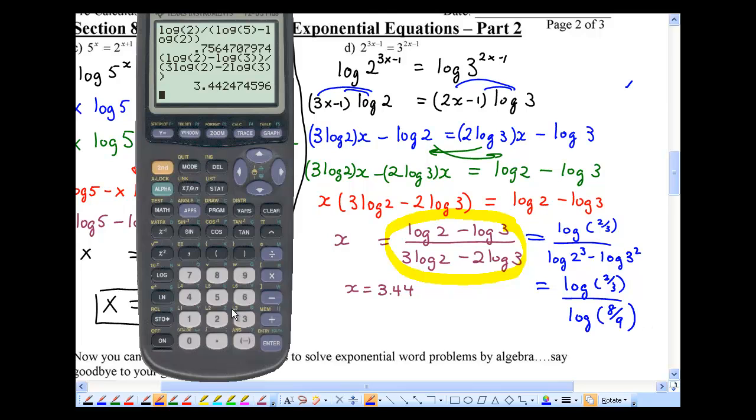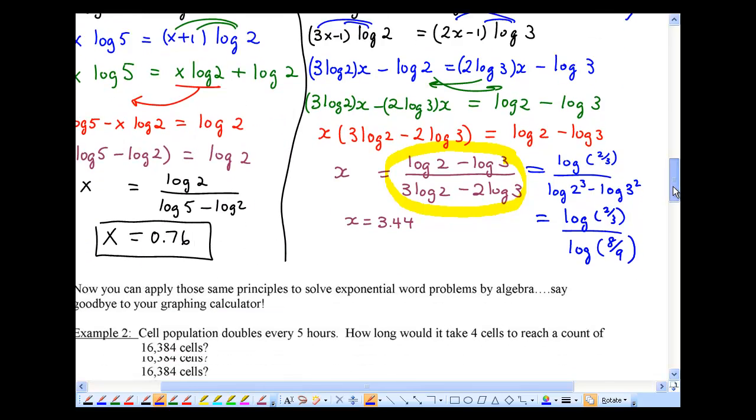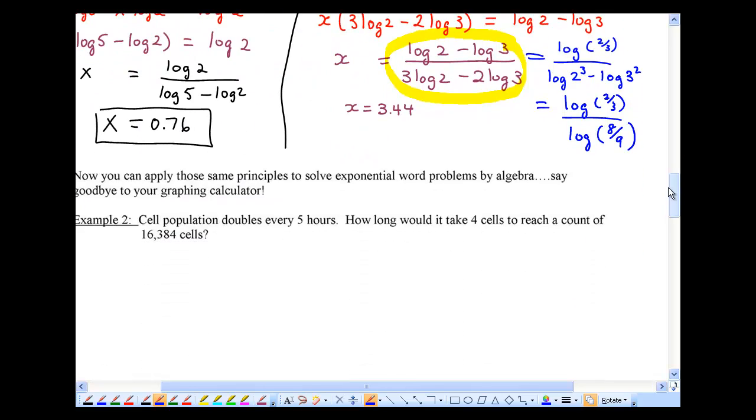So if you type this into your calculator, it's perfectly fine as well. Log 2 thirds, divide by log 8 ninths. That works too. You'll get the same thing. Doesn't matter what you want to do. Some extra steps using the laws, which is perfectly fine. But when you're solving, you might be thinking to yourself, "What a waste of time." Fair enough.